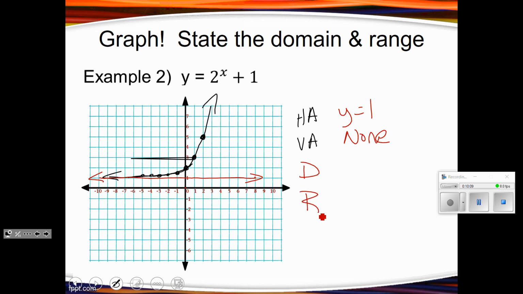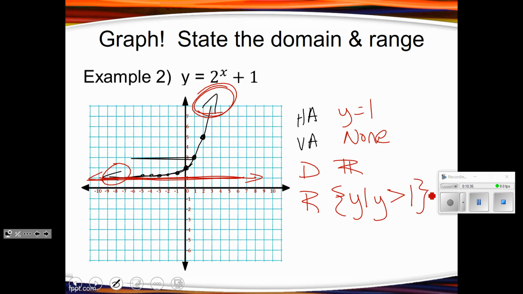So if we look at our domain and our range, how far left? Forever. How far right? Forever. So domain is all reals. And range, how far up? We go up forever. How far down? We're going to right there to 1. So we need to make a statement, and we would say all y's such that y is greater than 1. And it's not equal to because it doesn't ever touch it.